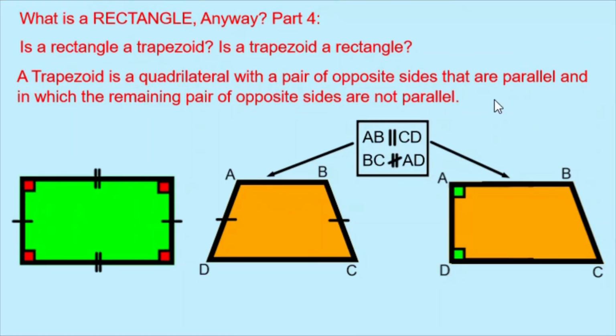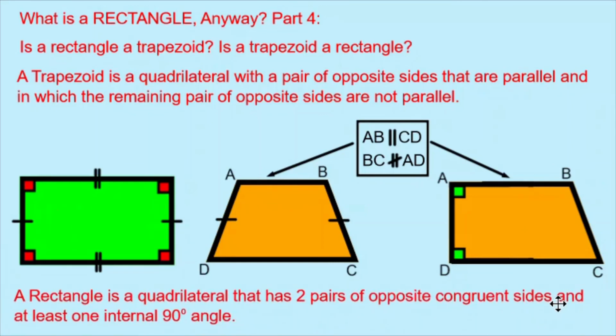Therefore, when you're looking at the information in this video, you have to check the definition in your local curriculum of a trapezoid in order to find out if these facts apply or not. My rectangle does not qualify as a trapezoid by this definition, because while it certainly has a pair of opposite sides that are parallel, the remaining pair of opposite sides will also be parallel. It cannot be a trapezoid.